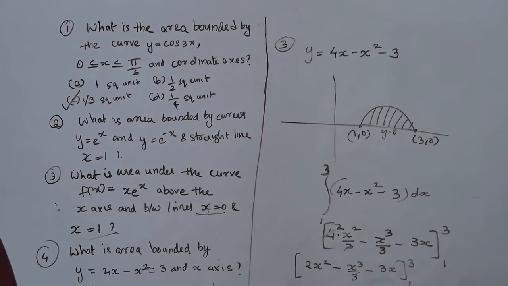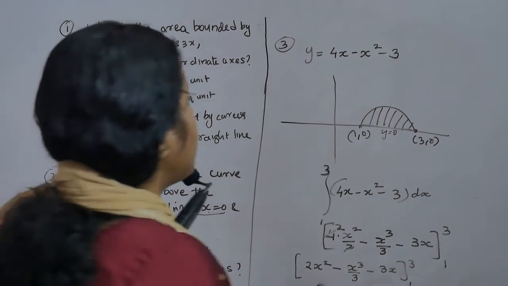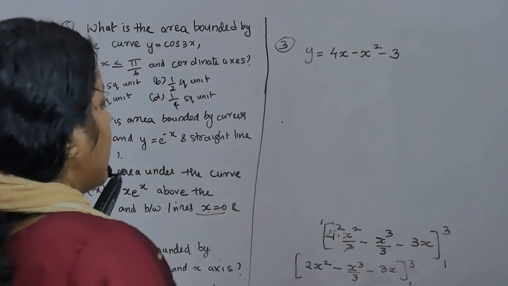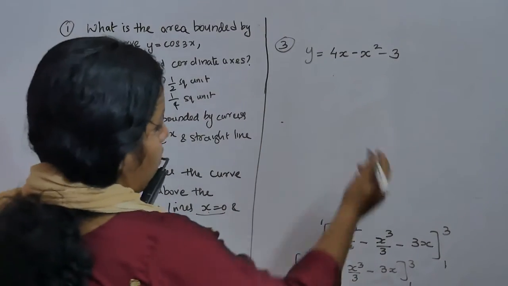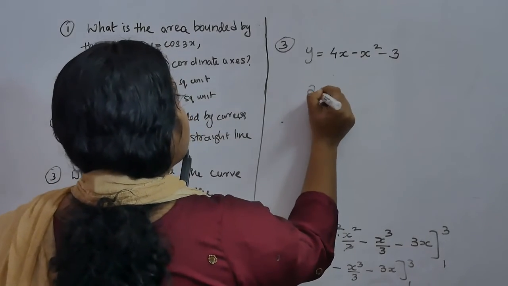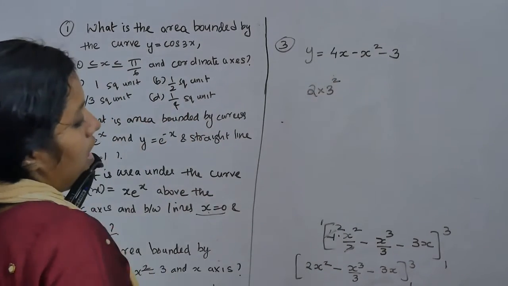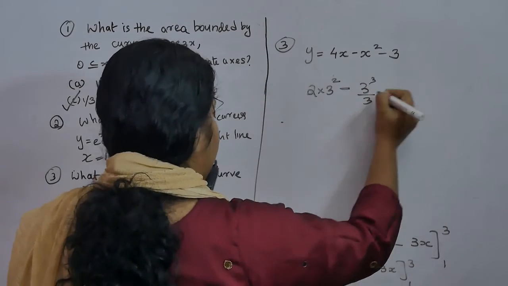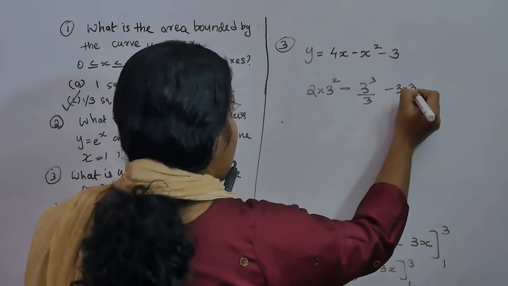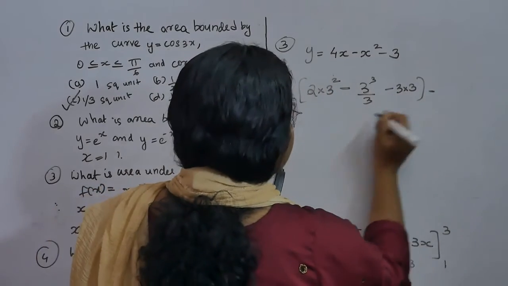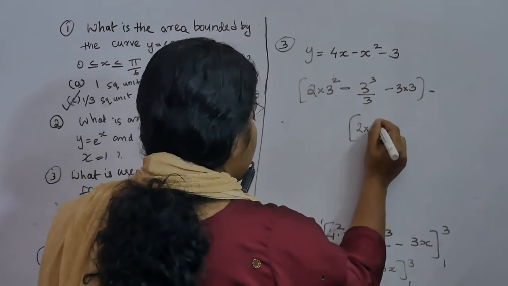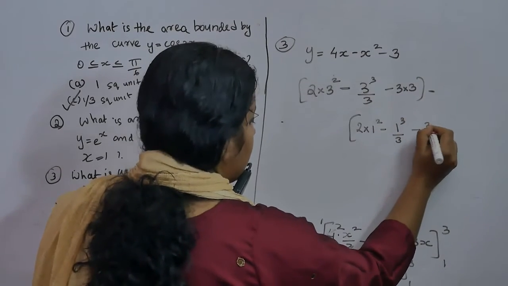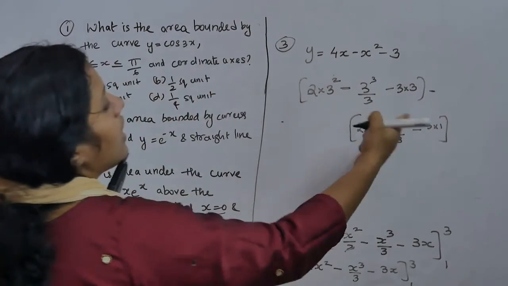Okay, now when I am applying the limit, what I will get? Let's see what you'll get. That is 2x square. So 2 into 3 square minus 3 cube by 3 minus 3 into 3, minus 2 into 1 square minus 1 cube by 3 minus 3 into 1. So applying the limit I am showing here.